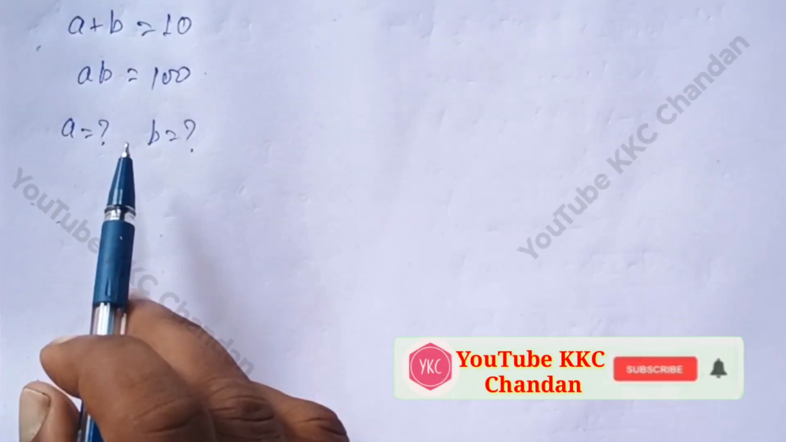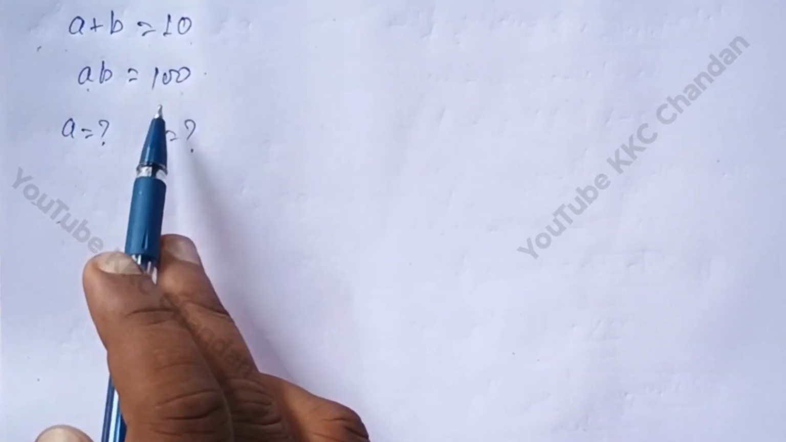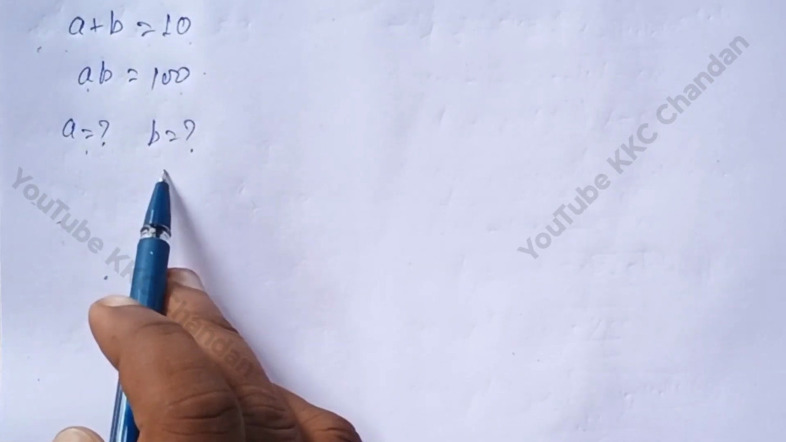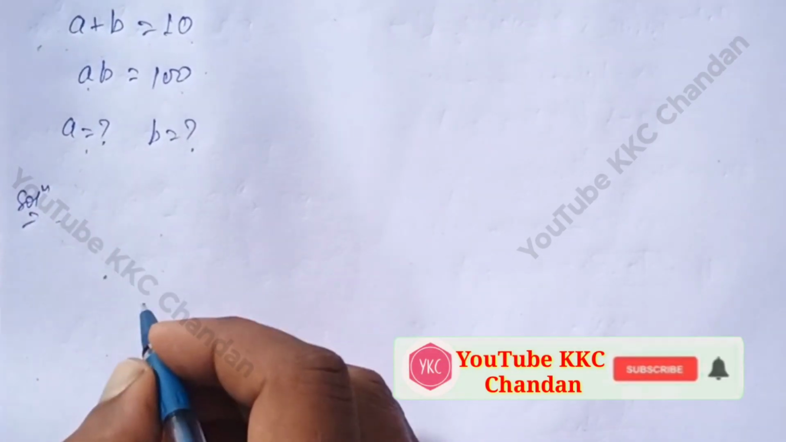Some questions are given. The question is that a plus b is equal to 10, ab is equal to 100. What is the value of a and b? How to solve this problem? Let us start the solution. First of all, see here.